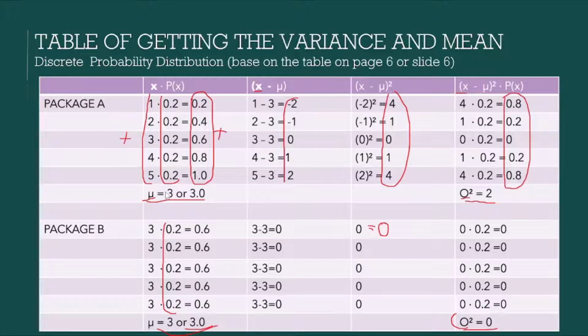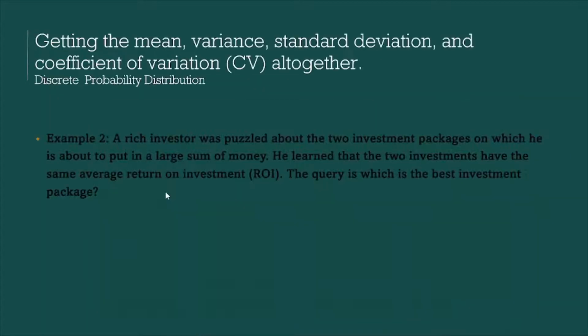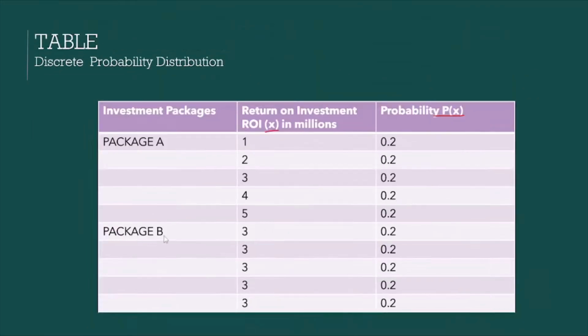There is less variability in package B than in package A. The lesser the variability, the more consistent it is to its average. Since both packages deliver the same return of 3 million, it's better to invest in package B, as it ensures that every year the investor would get 3 million. So the best investment package is package B.